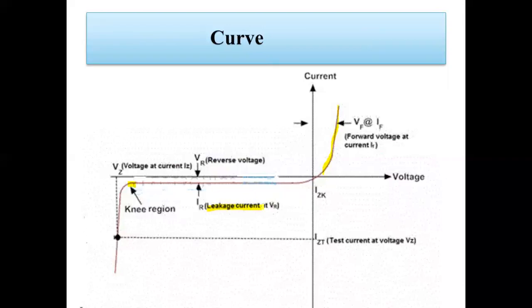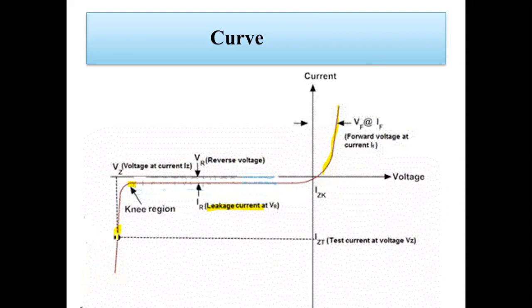In the reverse direction, we have this reverse current, and with the increase of voltage, we have rapid current. After this knee region, we have much current, and this voltage is known as the breakdown voltage for a diode.